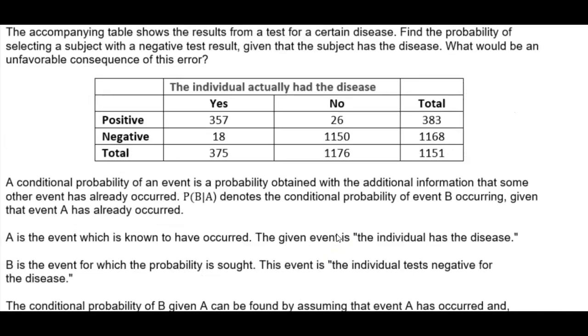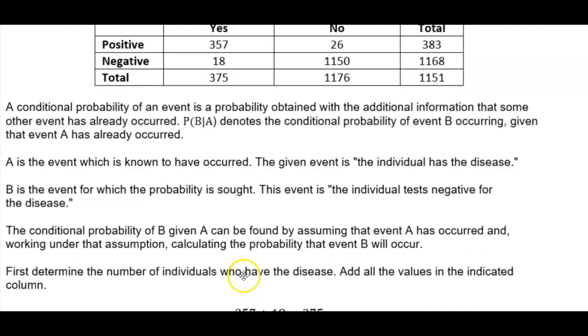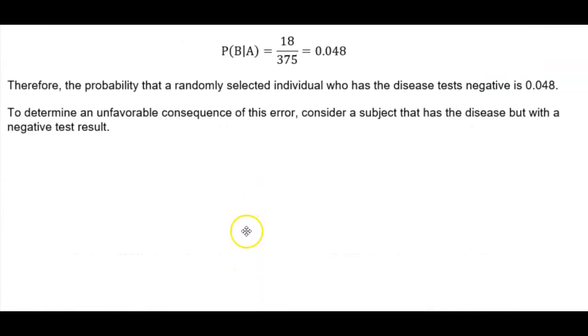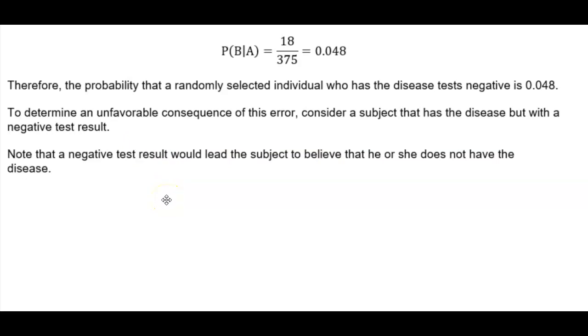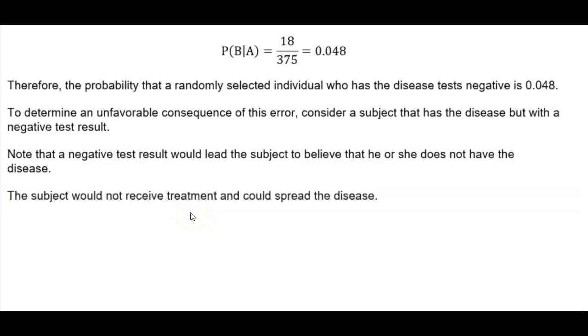Now, going back up to the second part of the question, it says, what would be an unfavorable consequence of this error? Well, to determine an unfavorable consequence of this error, consider a subject that has a disease but with a negative test result. Note that a negative test result would lead the subject to believe that he or she does not have the disease. So the subject would not receive treatment and could spread the disease.